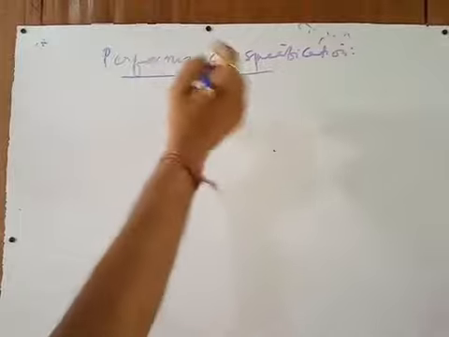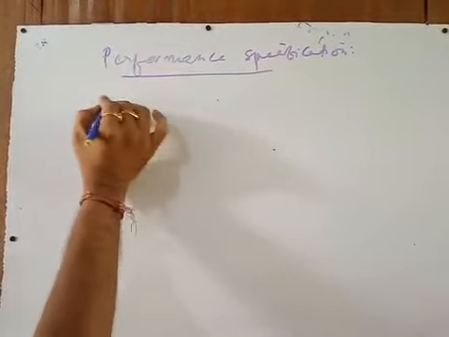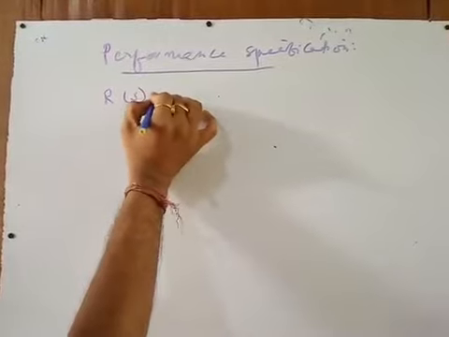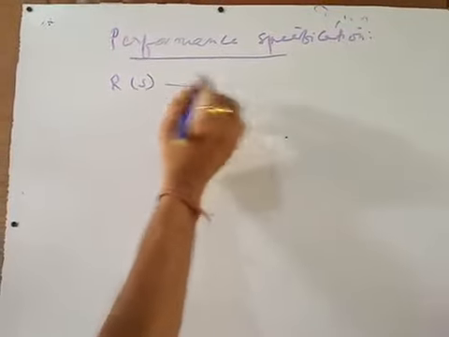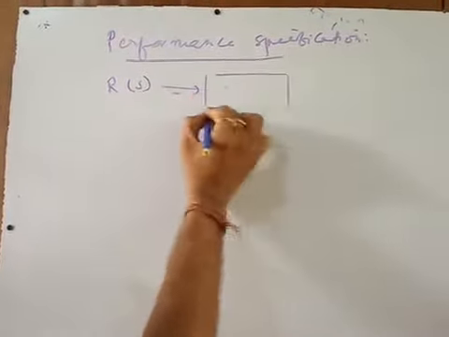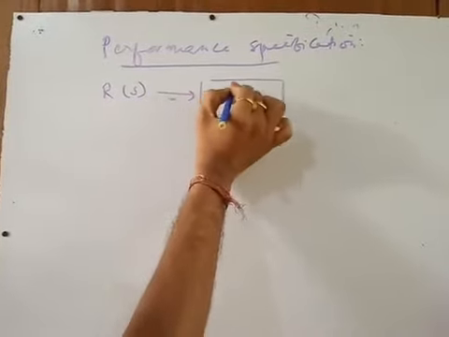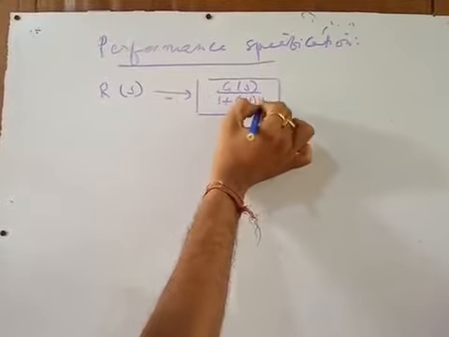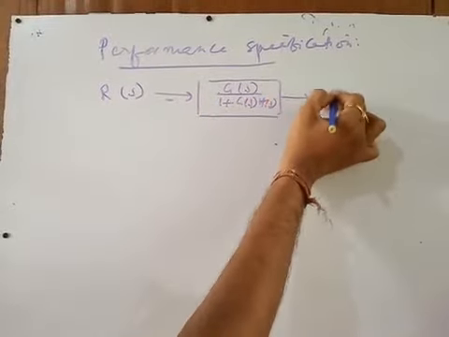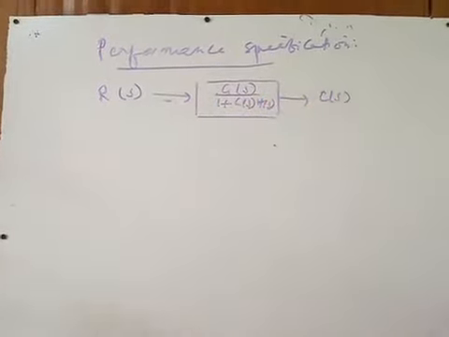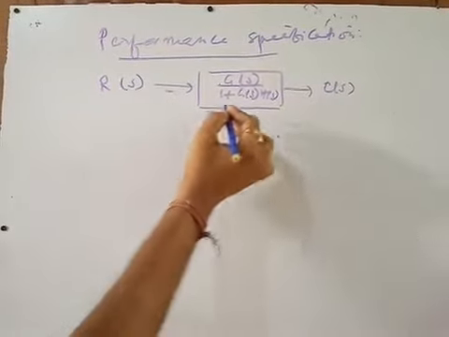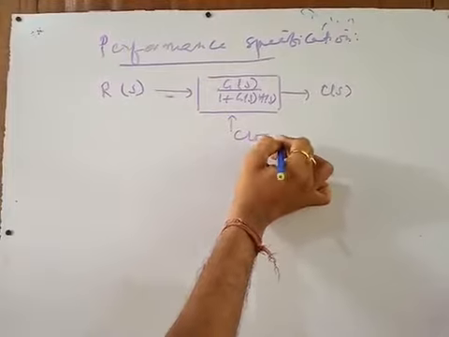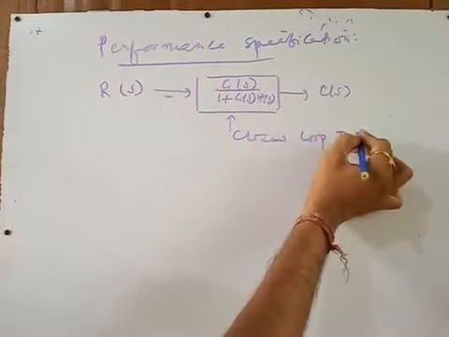In order to do this, I have to write this transfer function as a whole. This is your C(s) equals G(s) by 1 plus G(s)H(s). You know what this G(s) by 1 plus G(s)H(s) is, from the first chapter; this is your closed loop transfer function.